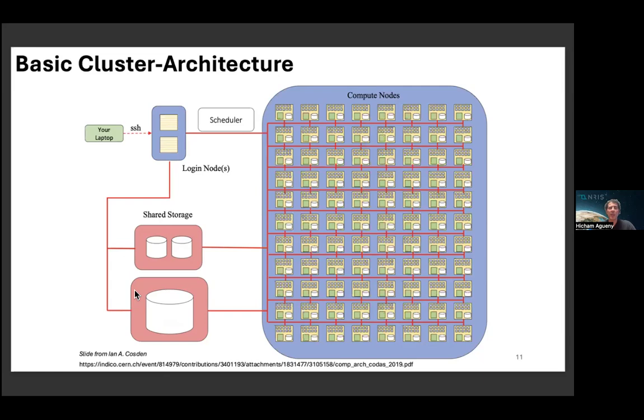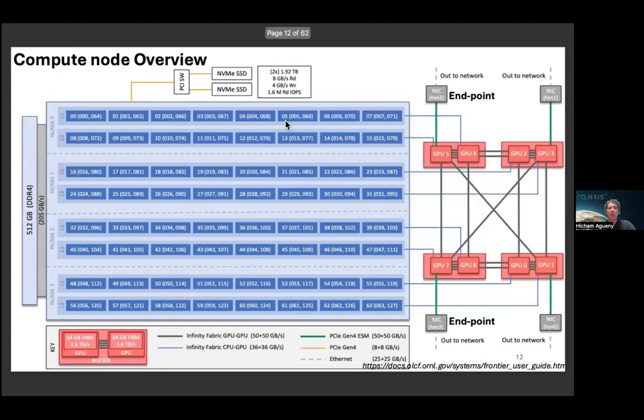So this is the basic architecture that we have so far. In this webinar, we will try to zoom in on different components of this cluster and try to provide some insight into the role of each component. So let's start with the compute node.